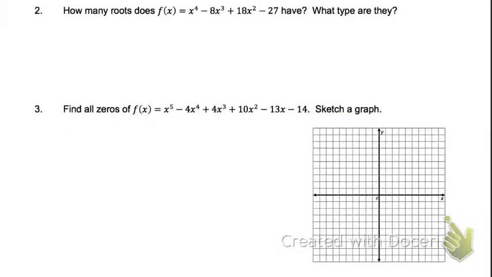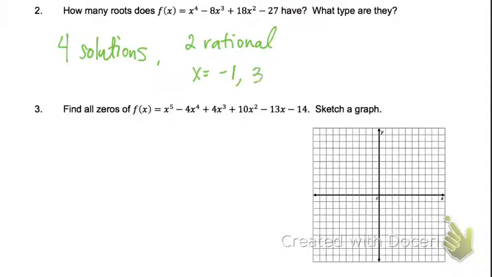Okay, number 2, graph number 2. How many solutions will it have? Okay, what type are they? I've got 2 rational. They are at x equals -1 and 3, which it only crosses twice, so that means that the other 2 must be imaginary.